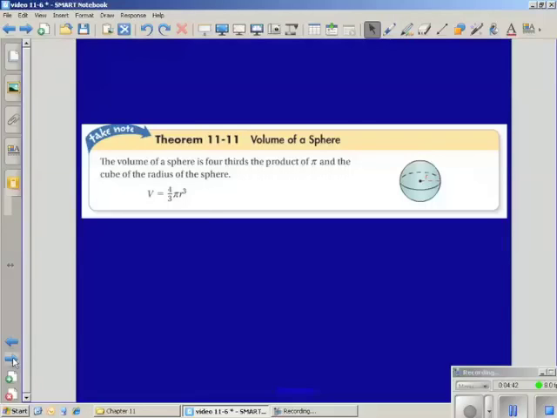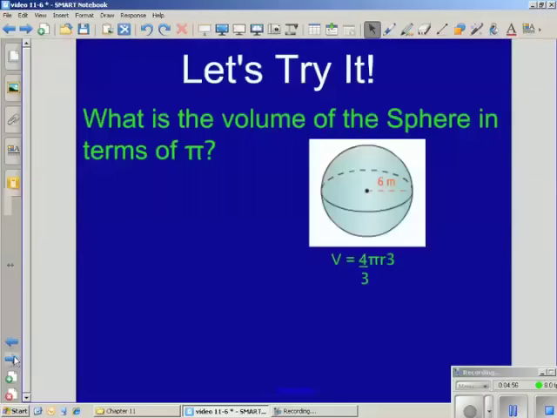Alright, next to add to your notes is the volume of a sphere. The volume of a sphere is 4/3 the product of pi and the cube of the radius of the sphere. Let's try it. What is the volume of the sphere in terms of pi?